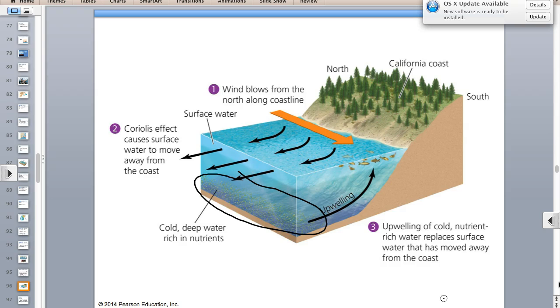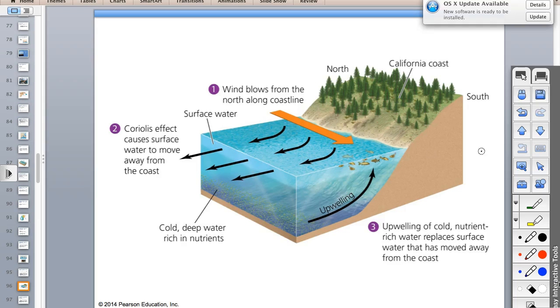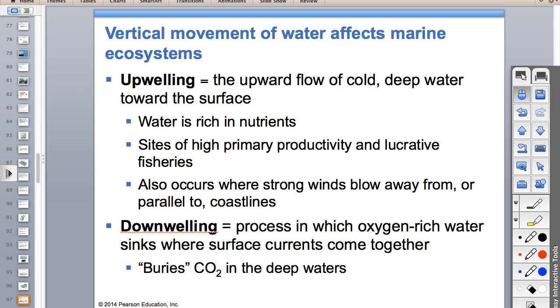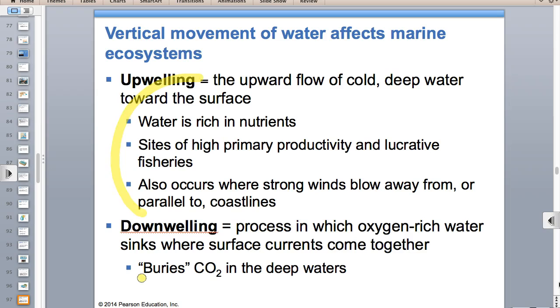So that's called upwelling. And we're going to go into this a little bit more when we talk about El Nino. Y'all heard about it, we had an El Nino this year, right? Okay, good. So anyway, that's called upwelling. It brings cold, deep water to the surface, really rich in nutrients, and provides lucrative fishing grounds.